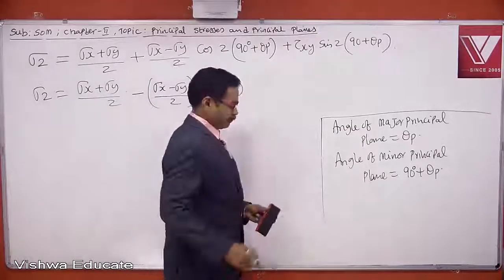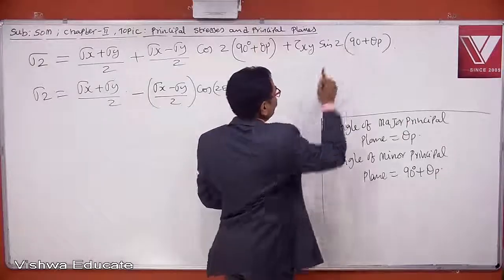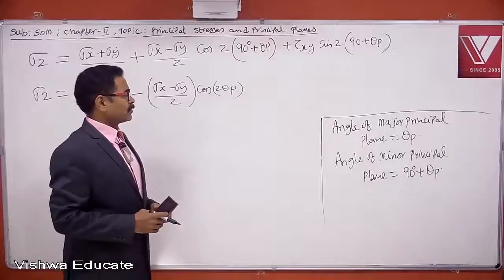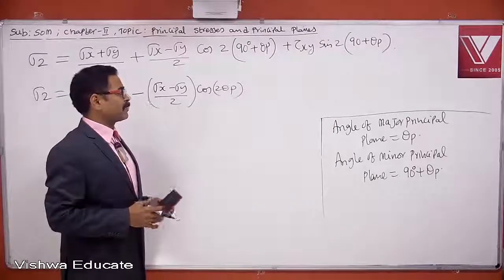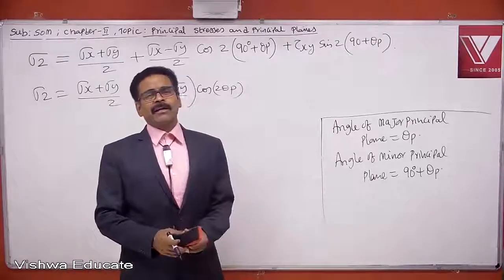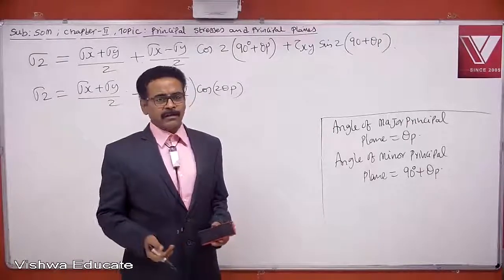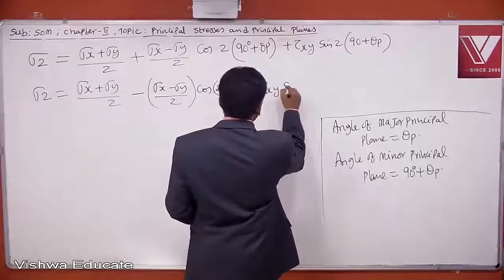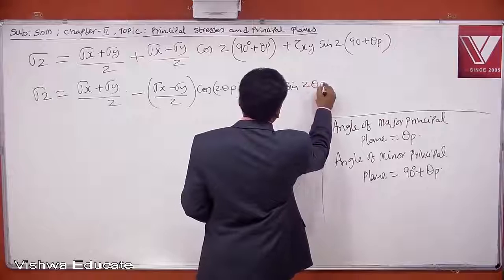Again here, 2 into 90, 180. 2 into theta p, 2 theta p. So sine of 2 into 90 plus theta p becomes sine of 180 plus 2 theta p. What is sine of 180 plus 2 theta p? Minus sine 2 theta p. So here also I will get a negative sign: minus tau xy sine 2 theta p.